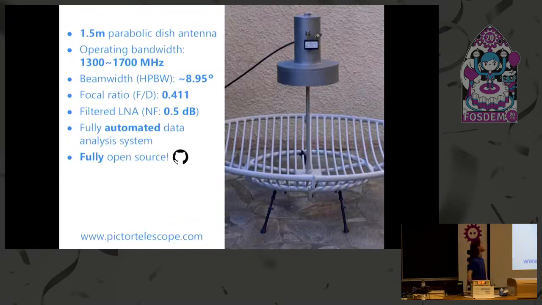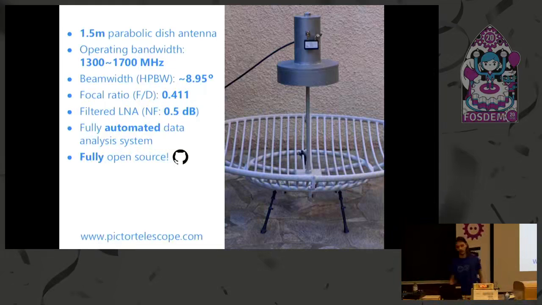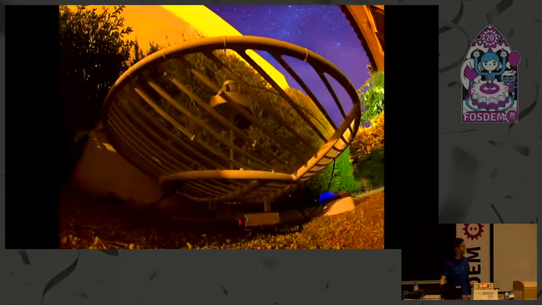So let's look at some stats. It's a parabolic antenna with a diameter of 1.5 meters, so it's a large dish. It can operate from 1300 to 1700 megahertz. So if anyone doesn't want to observe the hydrogen line, he can look at a different frequency. The half-power beam width, this is like the field of view, is about 9 degrees. And most importantly, it's got a filtered LNA, very low noise amplifier with a 0.5 dB noise figure. And of course, it's fully open source. So anyone can take the code and build his own.